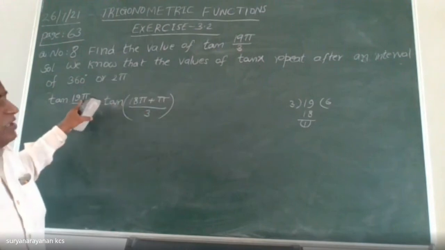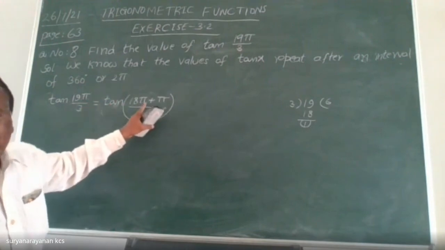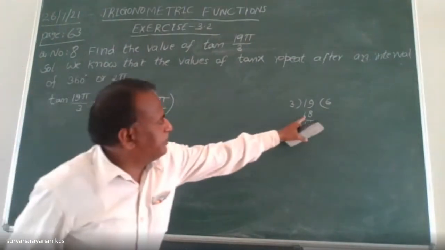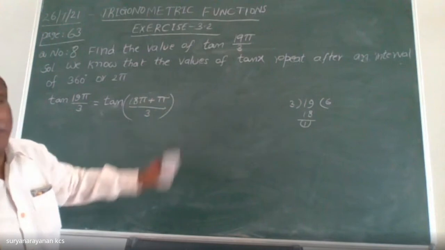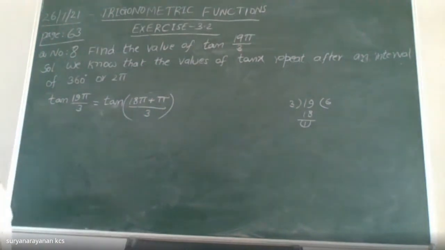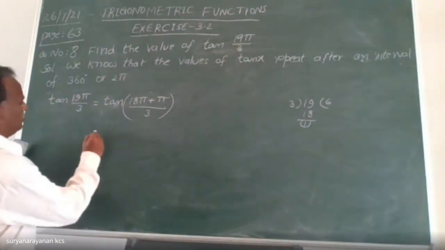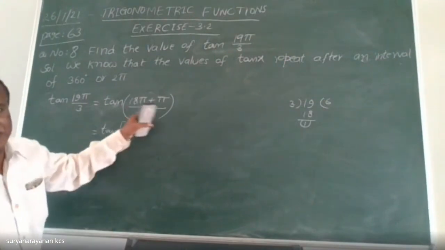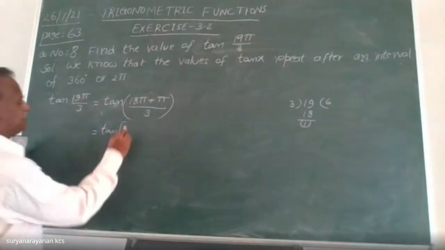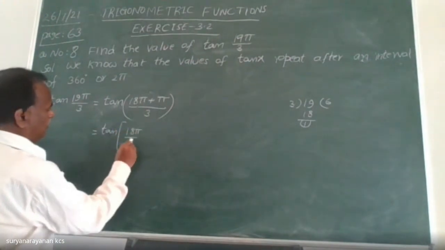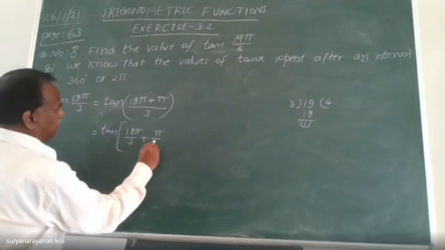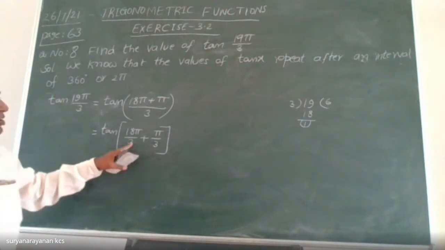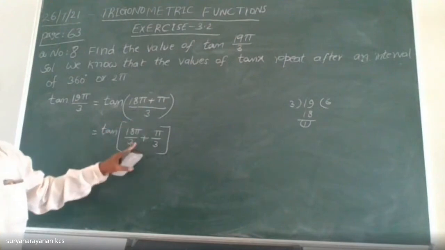19 pi. Just in the numerator, 19 pi is there. I have split it as 18 pi plus pi by 3. So now let us split this number into two fractions: 18 pi by 3 plus pi by 3. Understood this one? From this step to this step.